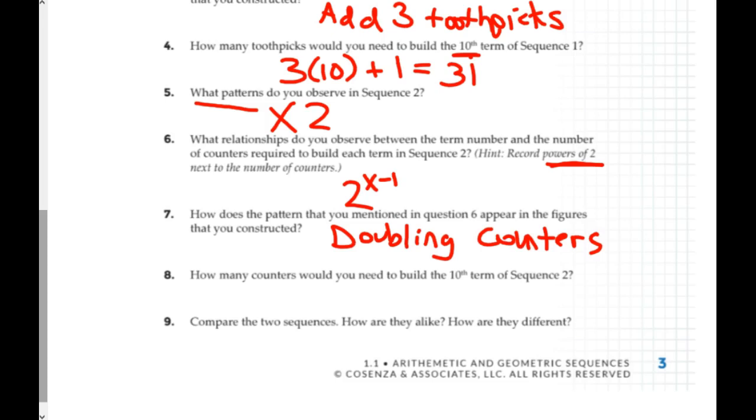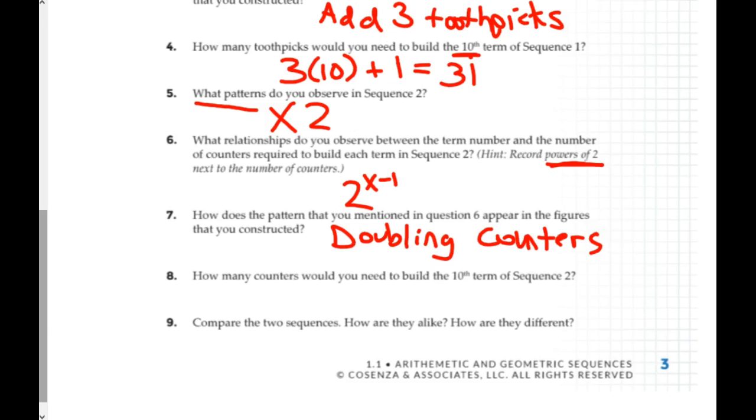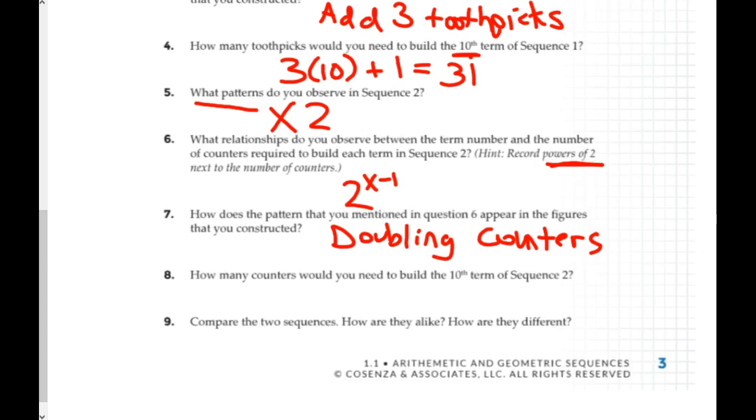Now they're going to ask us for the 10th term. Like I did up here, I take the 10 and I replace x with the term number. So I'm going to plug in 10 right here. So 2 to the what power? 10 minus 1. Let's write that down. 2 to the 10 minus 1. What's 10 minus 1? 2 to the 9th power.